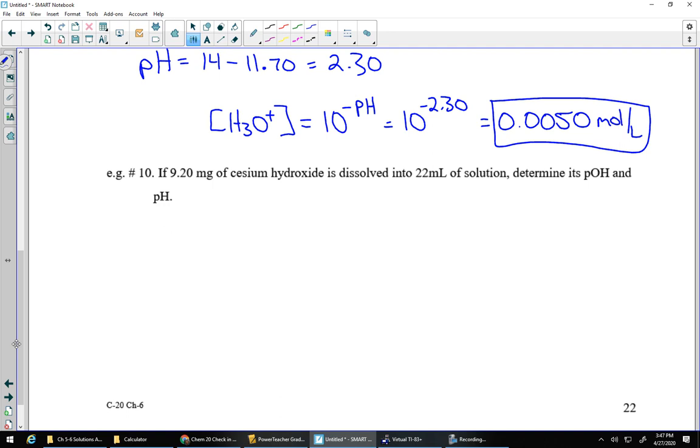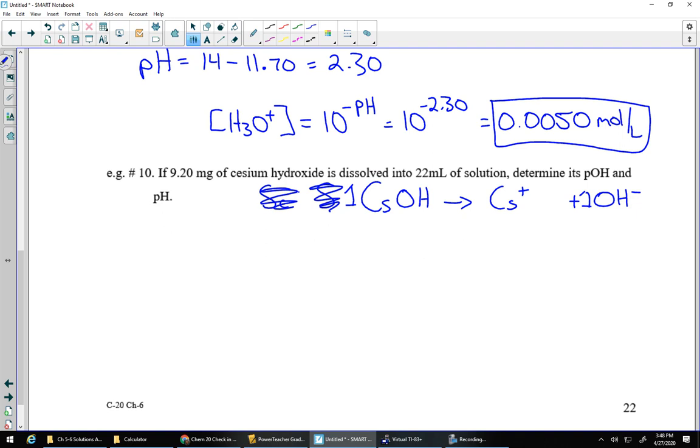So I got 9.2 milligrams of cesium hydroxide dissolved into 22 milliliters of solution. Determine the pOH and the pH. So cesium hydroxide, that's CsOH. This is going to be a strong base, highly soluble. So it's going to dissolve totally and put Cs plus and OH negative. So whatever my concentration of cesium hydroxide is, it's going to be the same concentration as hydroxide because it is a 1-to-1 ratio. Cool, so my first step is to figure out the concentration of cesium hydroxide.